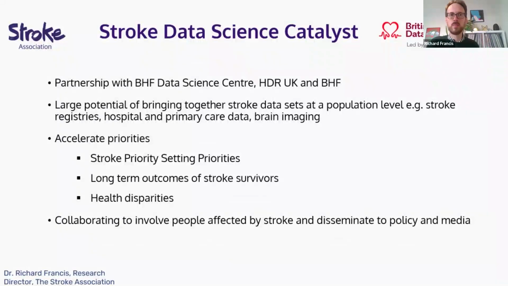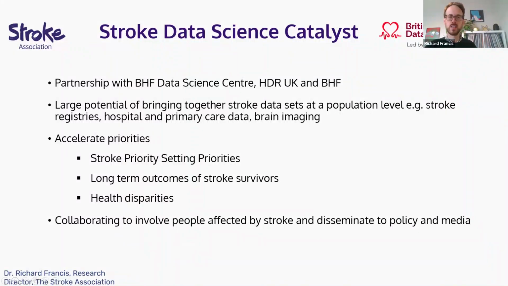So we've now partnered with the British Heart Foundation, BHF Data Science Centre, and HDR UK to establish the Stroke Data Science Catalyst. We realise there's large potential for bringing together different data sets in stroke. These include the large population level data sets, such as registries, hospital data, primary care data, and also unstructured data like brain imaging, which is obviously very important for diagnosis of stroke. And bringing this together can really help our understanding and accelerate priorities.